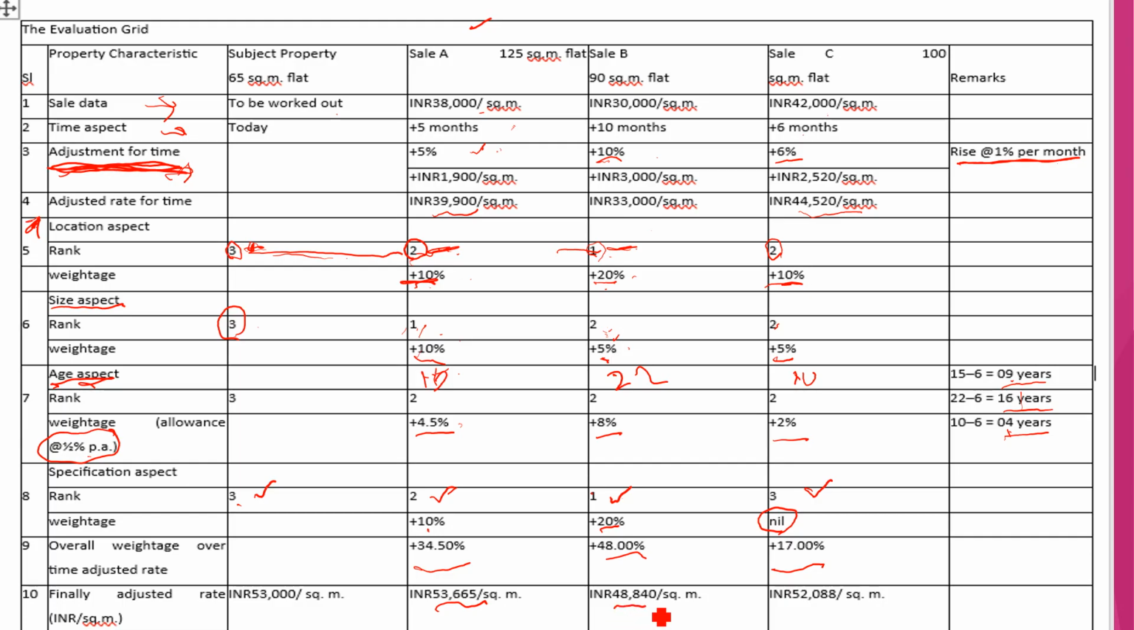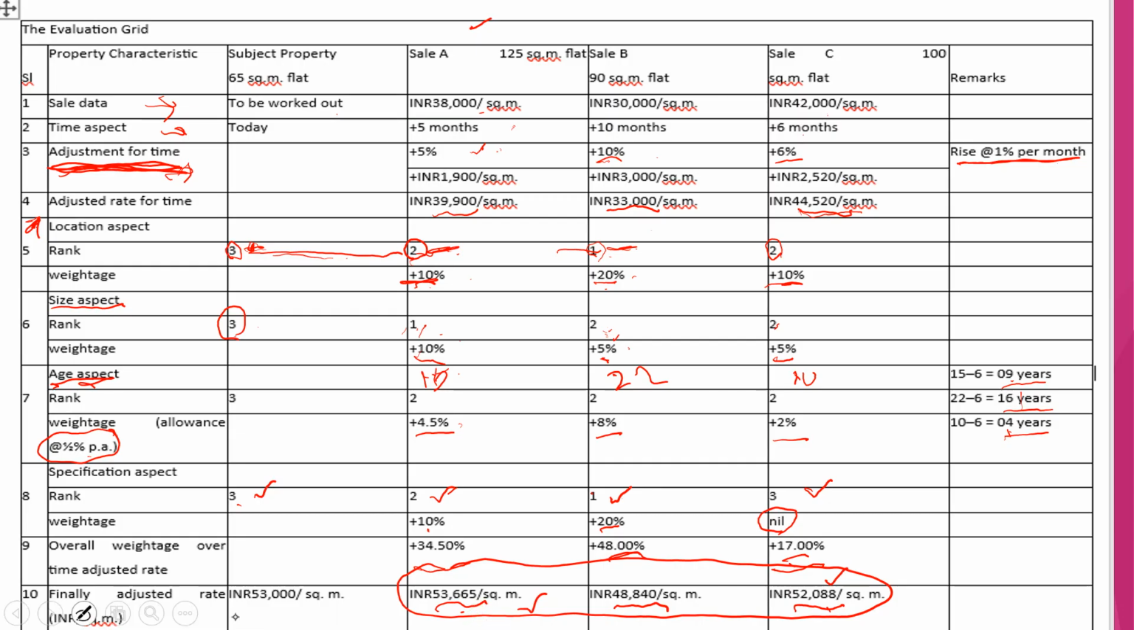This is 48,844. To apply this 48% weightage to this 33,000 means 33,000 multiplied by 1.48, and then 44,520 multiplied by 1.17, it is 52,088. So now see these three values. These two values, if we compare, are nearly equal to 53.